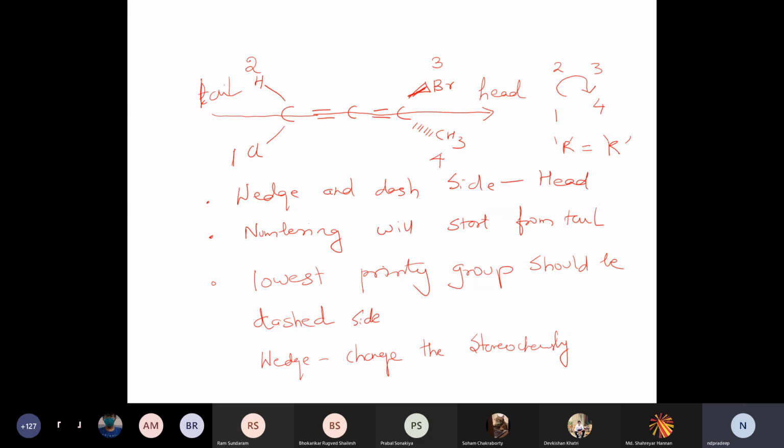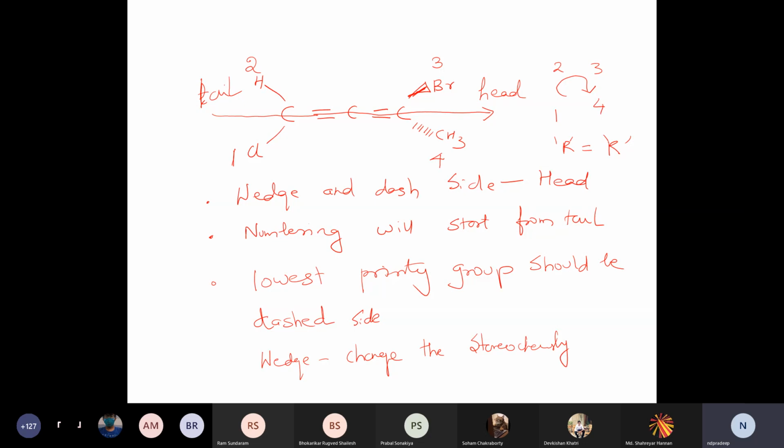Don't get confused. Take the rules very simply and this follows very nicely. I have not given any stereochemistry for this molecule, so you have to check the stereochemistry of only the wedge and dash. Don't go for the tail side. Just follow the stereochemistry for the given molecule.